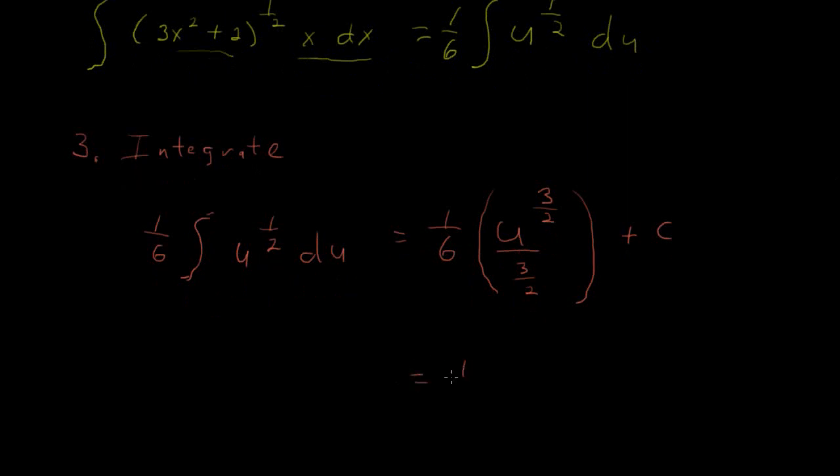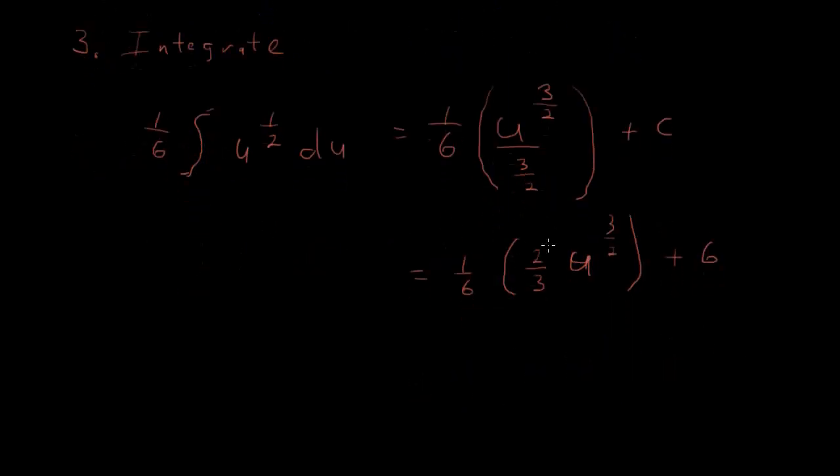Okay, we can rewrite this when we're dividing by 3/2. That's the same as multiplying by 2/3 u to the 3/2 power plus c. Okay, and we can simplify this. I can cancel out the 2 and the 6 and simplify it down to 1/3 times 1/3 is 1/9 u to the 3/2 power plus c.